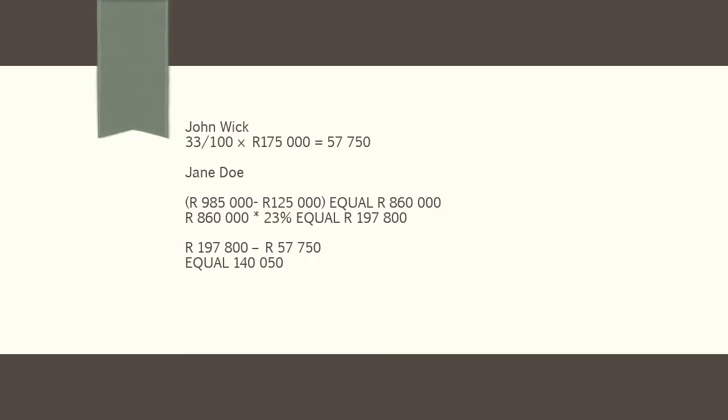Divide by 100 and what. So just make that percentage, include that percentage. Then it's going to give you 197,800. Then in order for us to see who's going to be paying who, we have to minus those things.